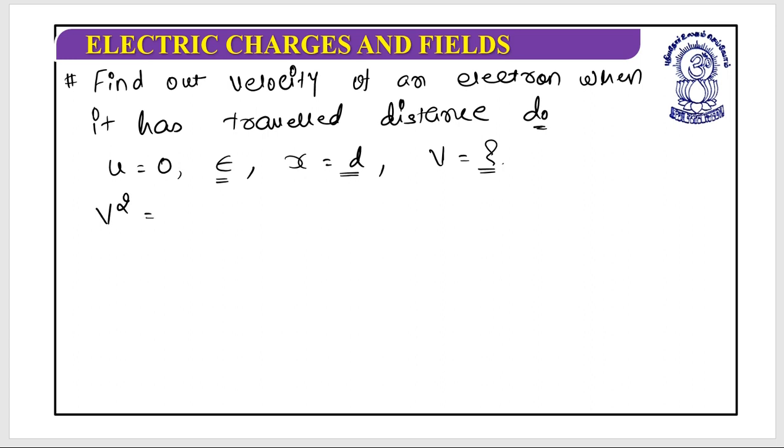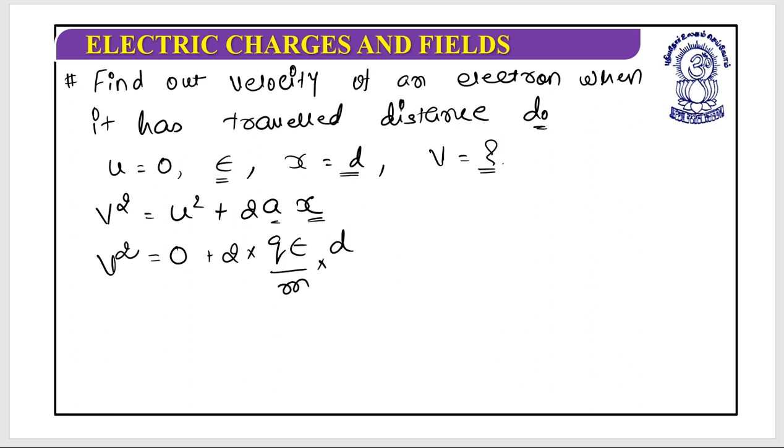It's v square is equal to u square plus 2ax. Here u is 0, so put it as 0. 2 multiplied by a, which is equal to qE by m, multiplied by distance x, that is given as t. So this is v square. So what they have given is v is equal to root of 2 multiplied by qE divided by m into t. This is the velocity.